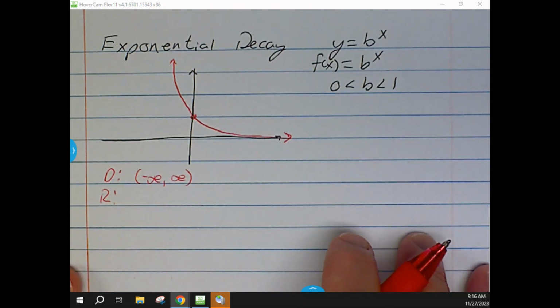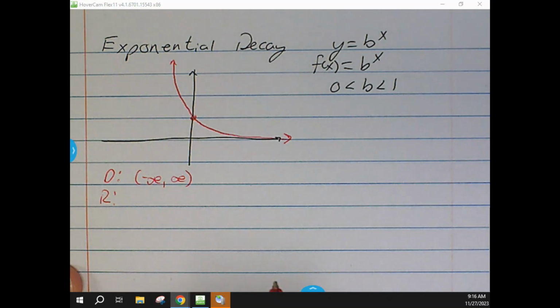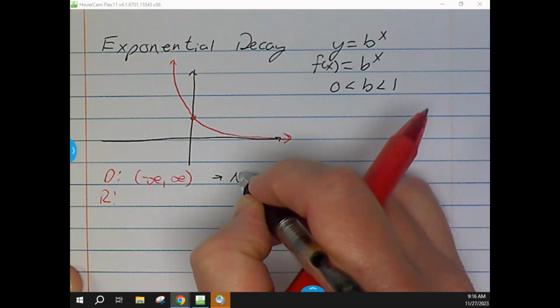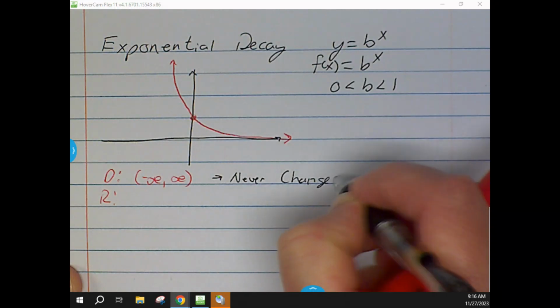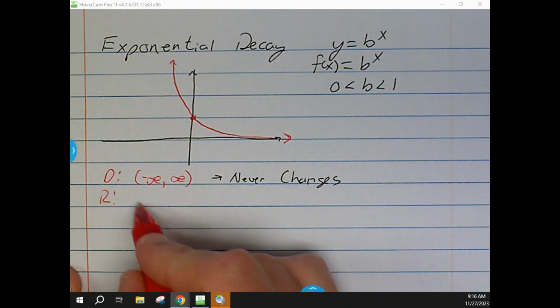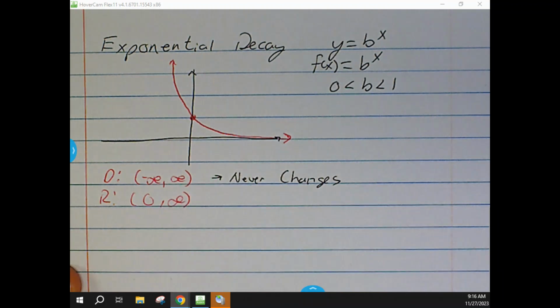Okay. Domain and range: negative infinity to infinity. It doesn't matter what type of exponential graph you do, this answer never changes. A lot of times when you're going through problems, they won't even ask you about domain because the domain never changes for exponentials, whether it's growth or decay. The only thing that's going to change is your range, and that's going to change a little bit as we move from problem to problem.